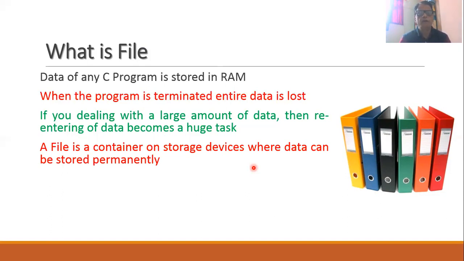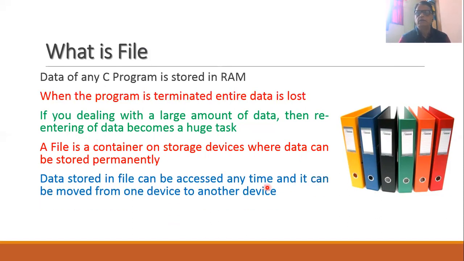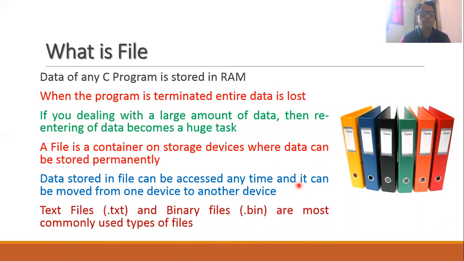In C programming, there is a facility for creation of a file, where the file, you can say, is a kind of container on the storage devices. In this container, we can store the data permanently. That is, once you enter the data, you do not need to re-enter it again and again. The data stored in the file can be accessed by the programmer at any time. Such data can also be moved from one computer to another computer or from one device to another device.